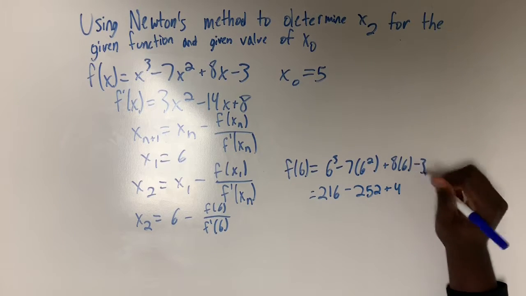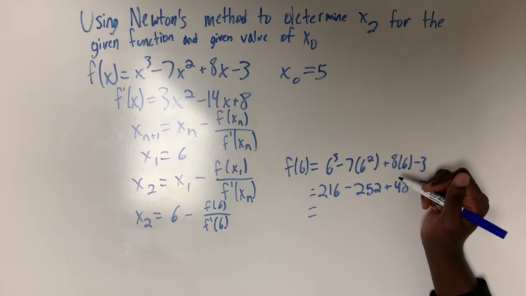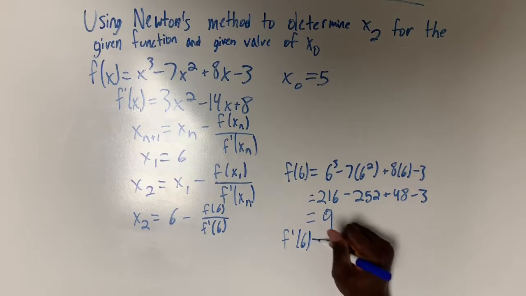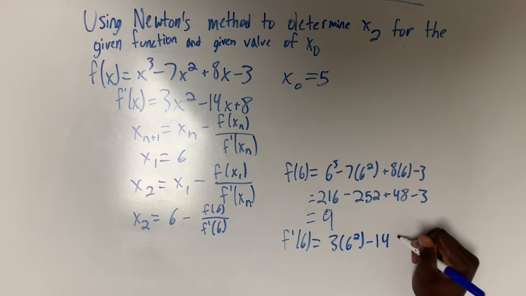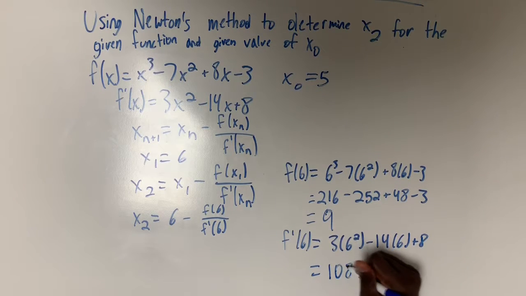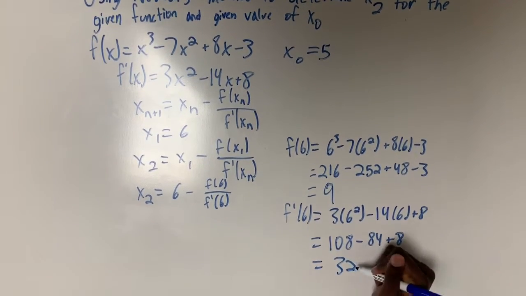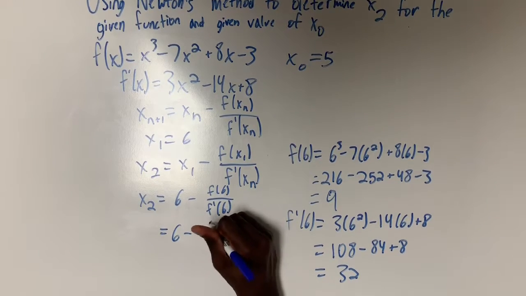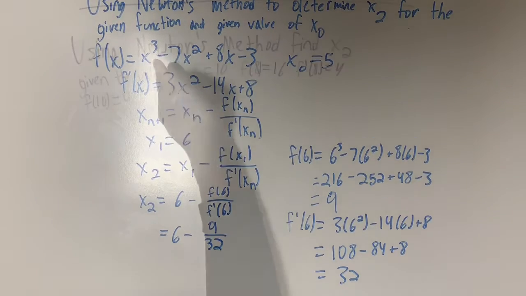minus 3, giving us a value of 9. And to find f prime of 6, we would also plug that into the other equation, giving us 3 times 6 squared minus 14 times 6 plus 8, equaling 108 minus 84 plus 8, giving us a value of 32. Once we have those two values, we can plug them back into the equation that we were working on before, giving us x2 equaling 6 minus 9 over 32, giving us our x2 using Newton's method, which is the iteration that we were hoping to get.